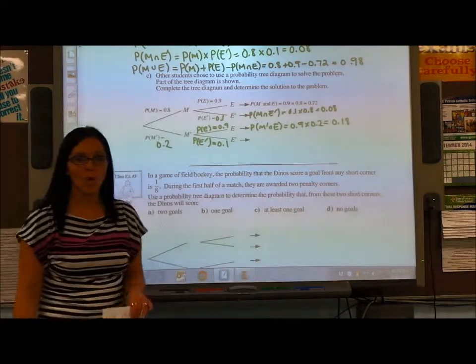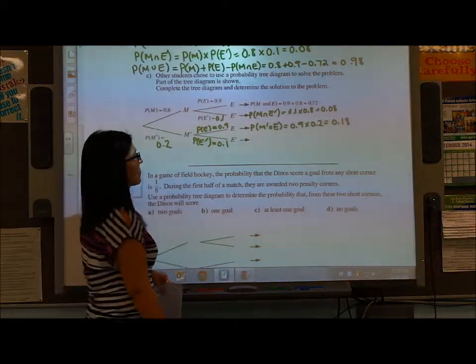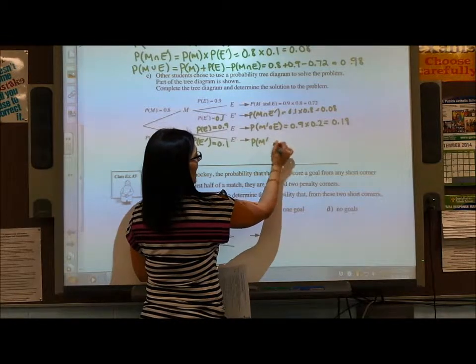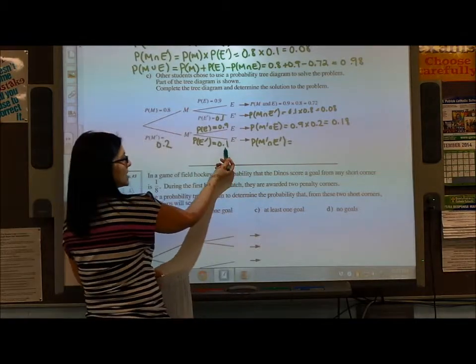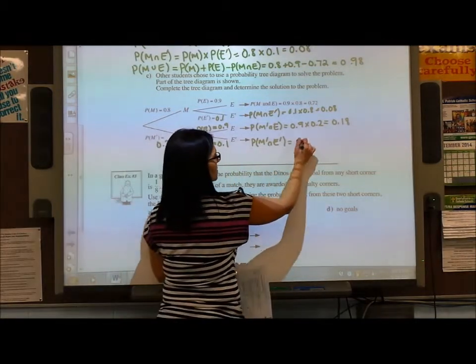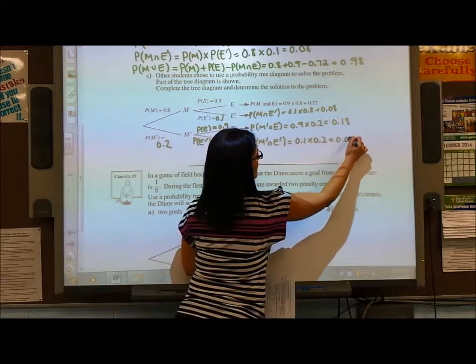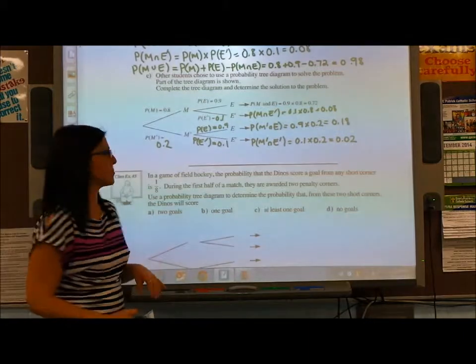Which is 0.18 or 18/100, or an 18% chance. The probability that she does not pass math and she does not pass English is 0.1 times 0.2, which is 0.02. So a 2% chance that she would fail both subjects.